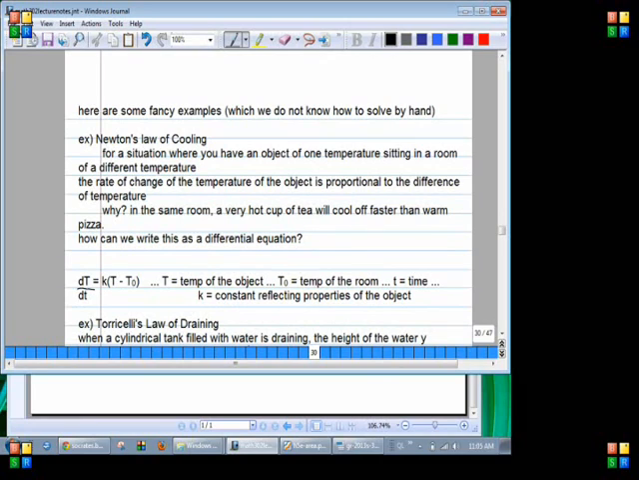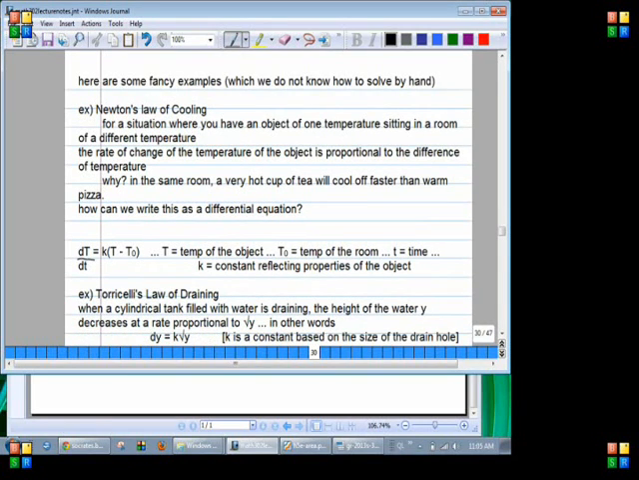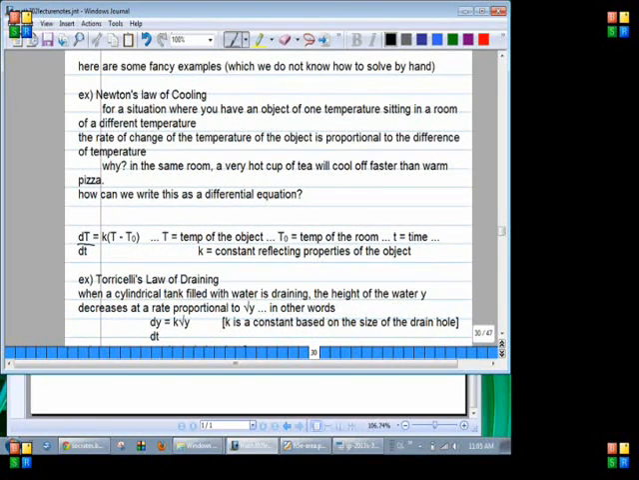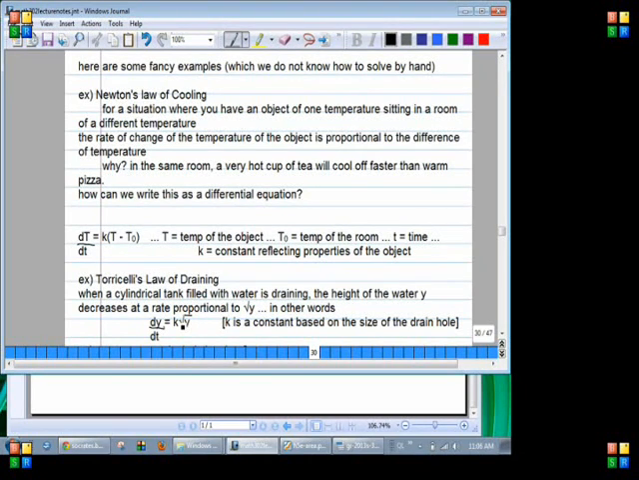So, Torricelli's law of draining. When you've got a cylindrical tank filled with water and it's draining, the height of the water y decreases at a rate proportional to the square root of that height. So as a differential equation, it looks like this: dy/dt equals some constant k times the square root of y. And k is a constant just based on the actual size of the drain hole.